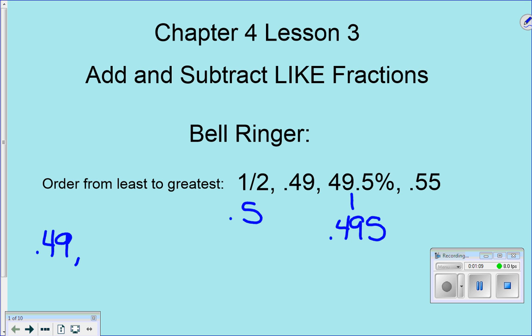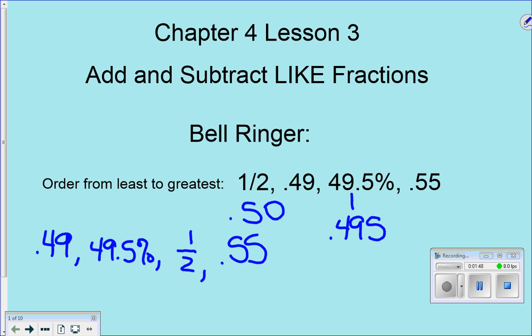Then what's the smallest up here? Thanks, Ryan. You're right. Very good. Oh, actually, what should I write, though? I should write what the original one was. Okay. And then what's the next one? Yep, Jasmine? What if I go like this? Now it's the smallest. 0.5. So then we have 1/2, and then we have 0.55. Any questions on that?